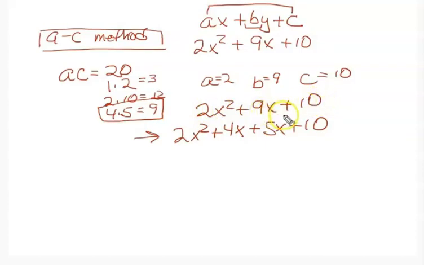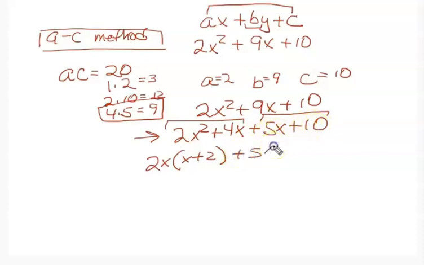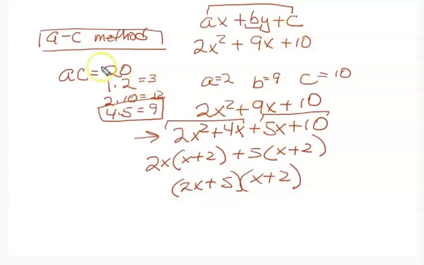And now what are we going to do? Well, we're going to factor this by grouping, a skill we had in our last section. So here we can take out a 2x, and we're left with x plus 2. And from this, we can take out a 5, and we get x plus 2. What we had in our last section. So now we get 2x plus 5, times x plus 2. And this is the AC method of factoring.